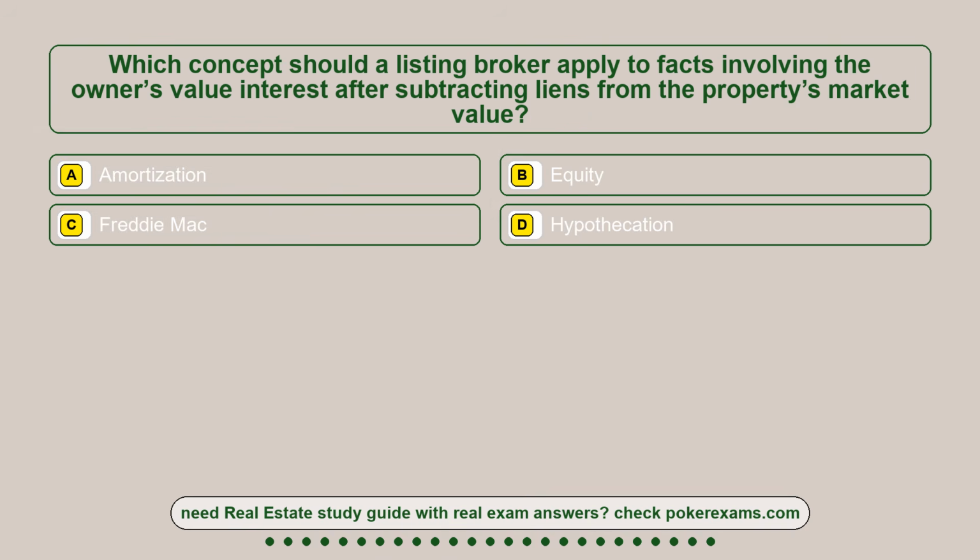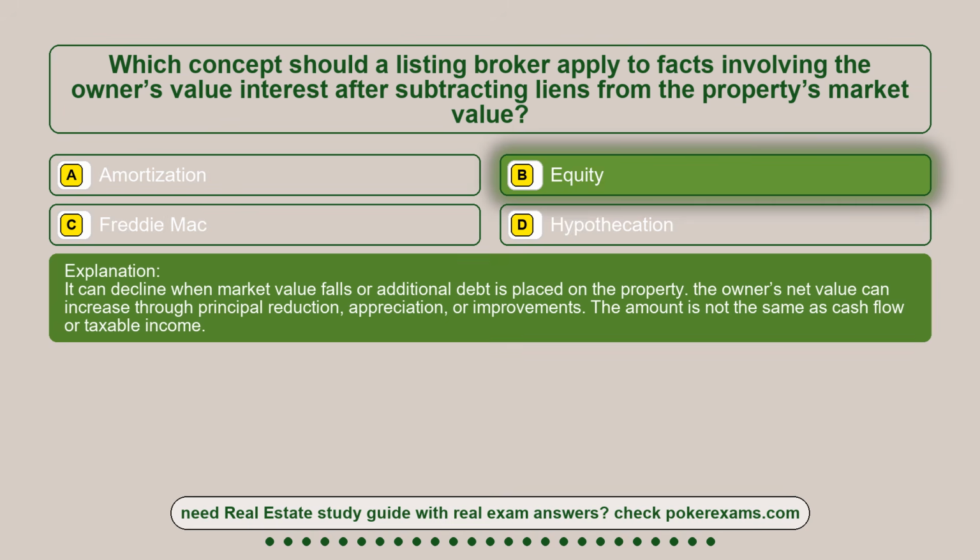Question 25. Which concept should a listing broker apply to facts involving the owner's value interest after subtracting liens from the property's market value? Option A, amortization. Option B, equity. Option C, Freddie Mac. Option D, hypothecation. The correct answer is option B, equity.